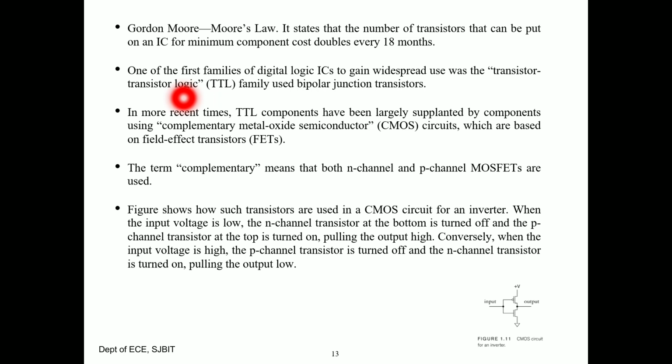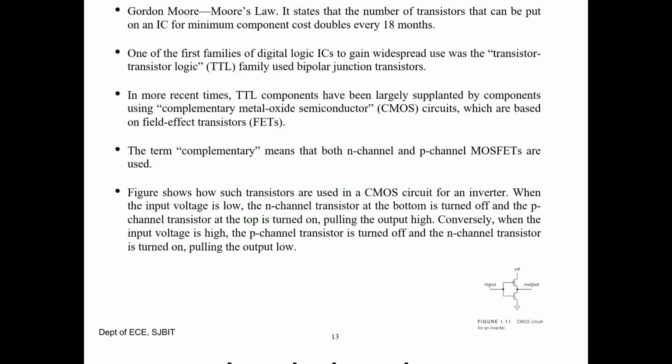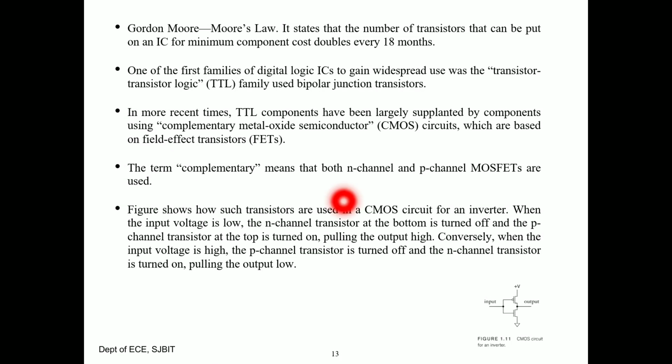Giving a brief knowledge about how these transistors work. Here we have the first families of digital IC circuits. We call that TTL logic, which used bipolar junction transistors. After that came the CMOS industries, that is complementary metal oxide semiconductors, which are based on FETs. We know how PMOSFETs and NMOSFETs work. Based on that, we have a figure here which depicts the CMOS circuit of an inverter, which is built using a PMOS and an NMOS.